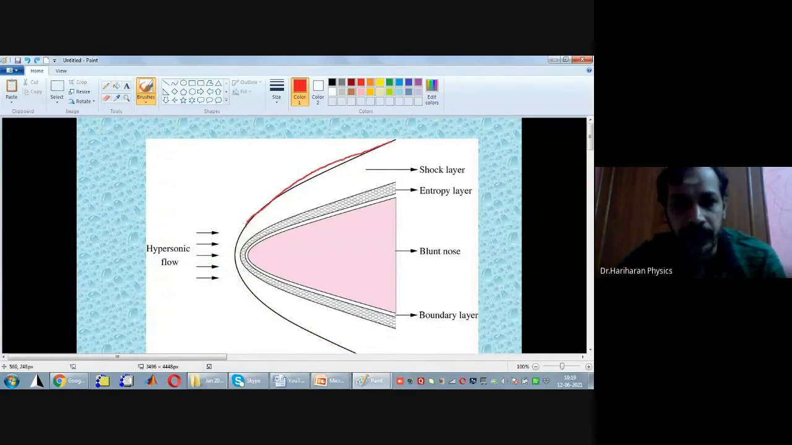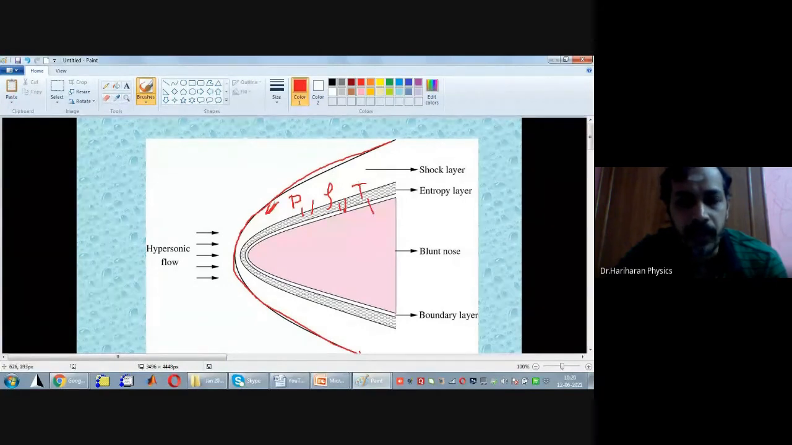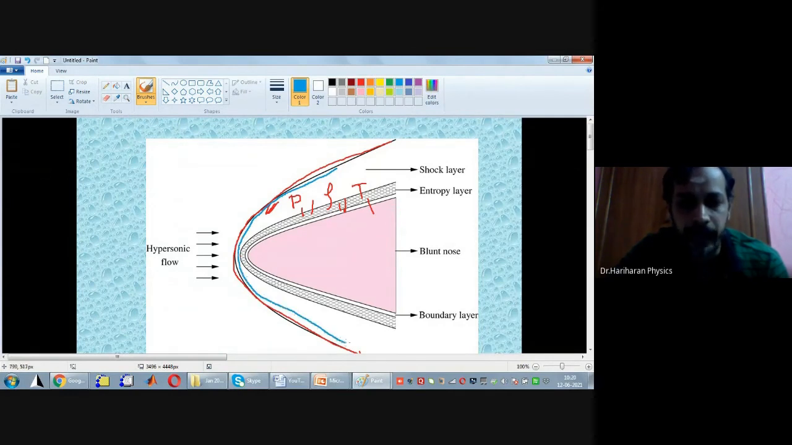I will write this as my direct common tangent. In the region which is very close to this direct common tangent, if I denote the pressure, density and temperature of the gas by P1, rho 1 and T1, what are P1, rho 1 and T1? These are the pressure, density and temperature very close to this shock region. I will indicate it by blue color.